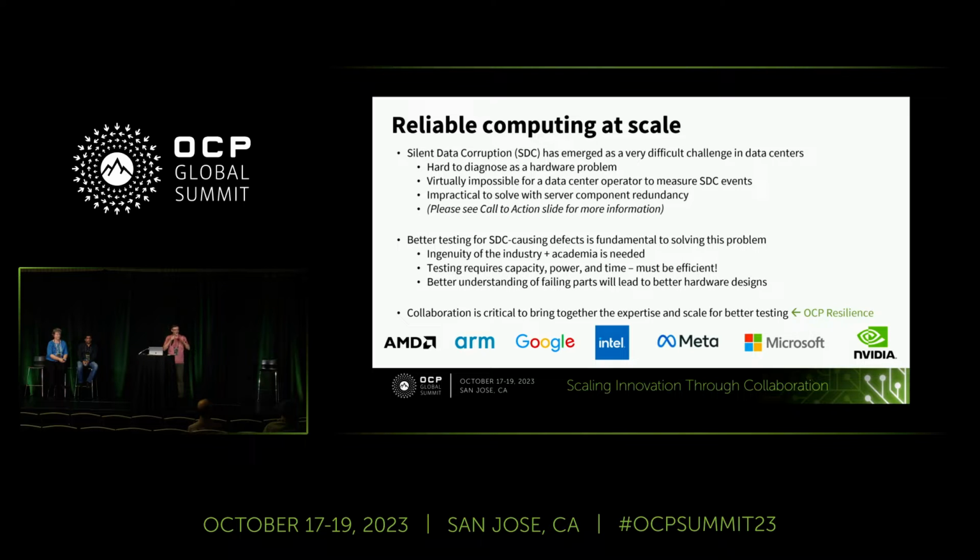And to the extent that we can find defective parts, it actually creates a virtual feedback into designs, because now silicon providers can learn from all of that information of what kinds of defects are manifesting in the field and then design so that they don't occur in the future. So for the purposes of trying to build better tests, we formed the OCP Server Component Resilience workstream. The 7 companies here are represented, and we're happy to be talking about our first specification release.